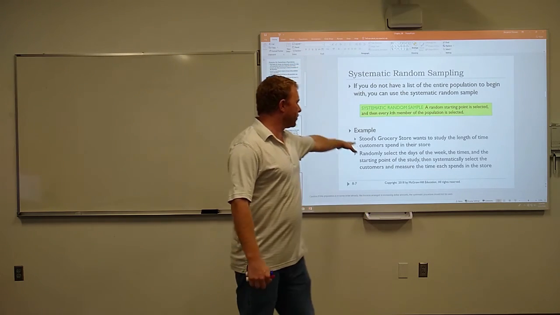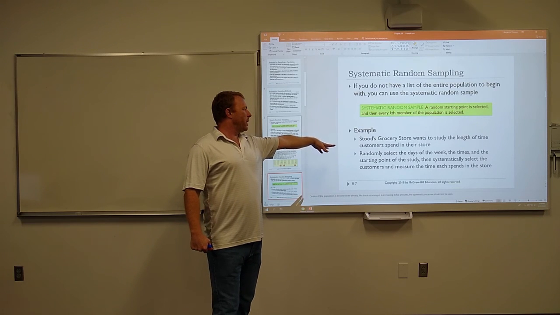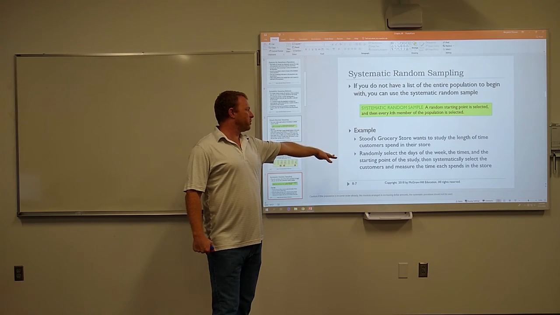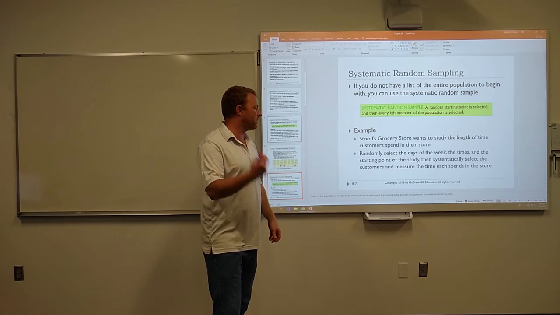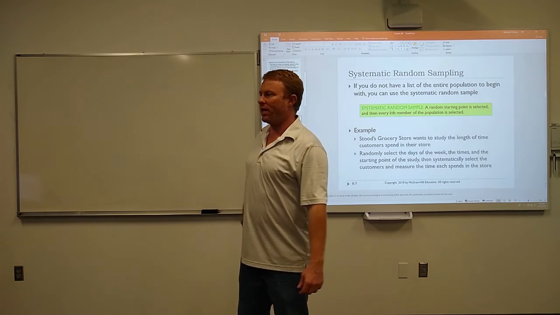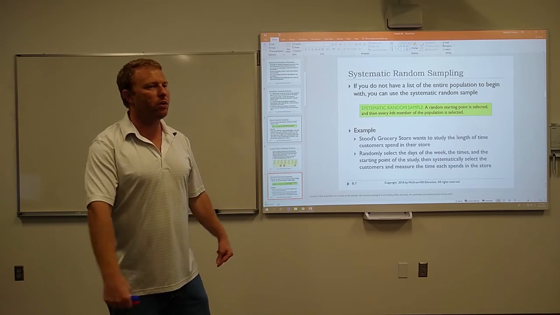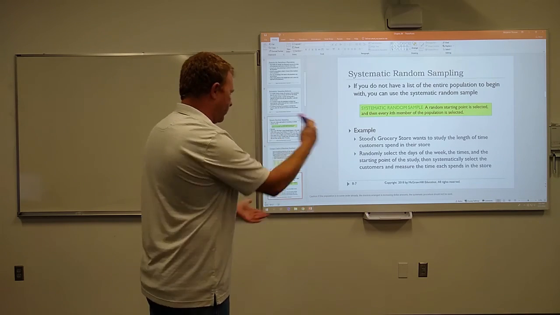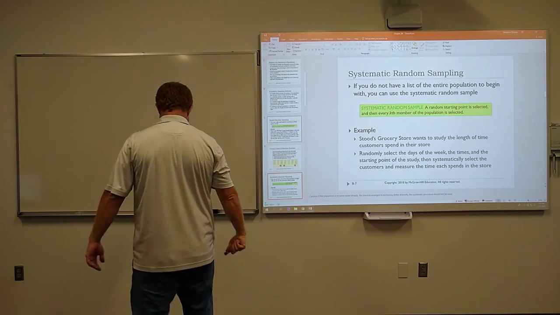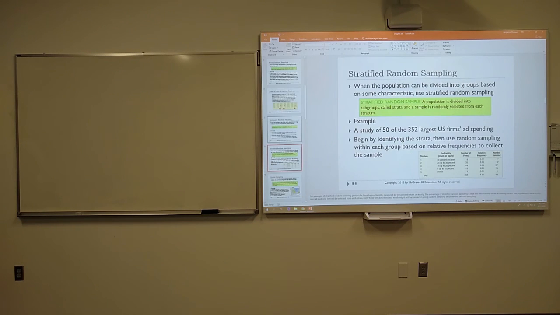We're talking about this grocery store example. The store wants to know the length of time customers spend in their store. Randomly select the days of the week, time, starting point of the study, and systematically select customers and measure the time each spends in the store. So there's a system. We didn't just pull the ones we thought were appealing or nice. We had a system, we followed it. Every 12th customer we followed, yeah? Okay. Or survey. Okay.